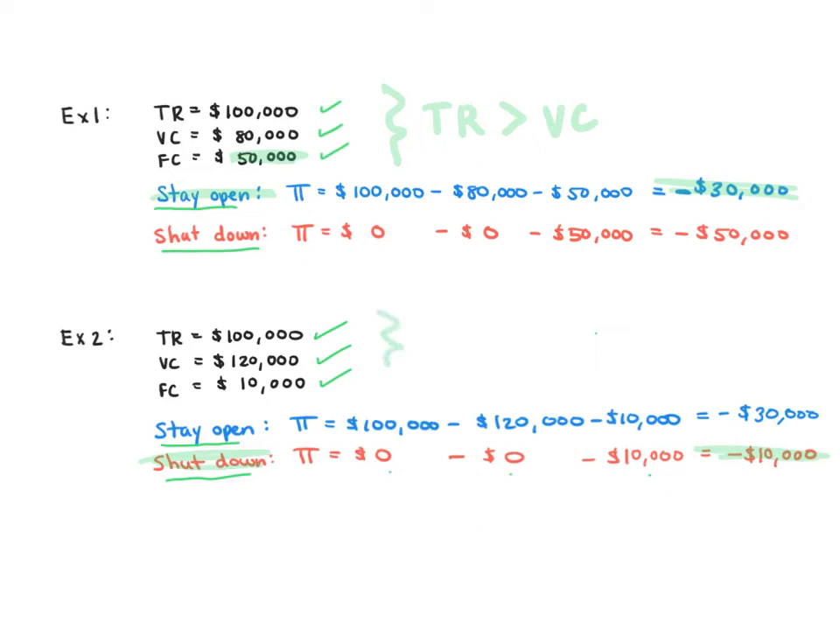On the other hand, in our second example, the firm's total revenue by staying open was not enough to cover its variable cost. Not only does it have to pay the variable cost, but it also has to pay the fixed cost. So in staying open, this firm comes up $20,000 short of covering its variable cost, and then on top of that has to still pay all $10,000 of its fixed cost. So it loses $30,000. It's better off by shutting down. It won't have any revenue, but it will avoid that $120,000 variable cost and so only have to pay the fixed cost of $10,000.